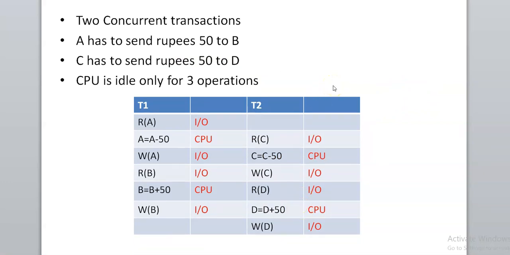Let us take another example here. As you can see here, there are 4 data items. A has initially 200 in its account, B has 100, C has 200, and D has rupees 100 in its account. So now again A has to send rupees 50 to B, and C has to send rupees 50 to D.